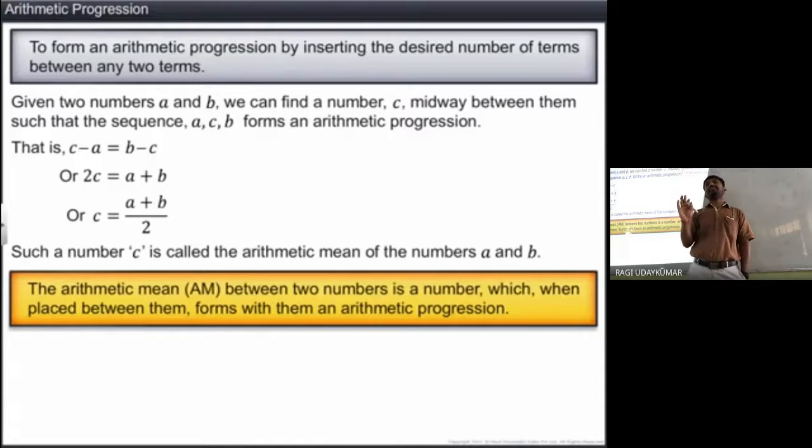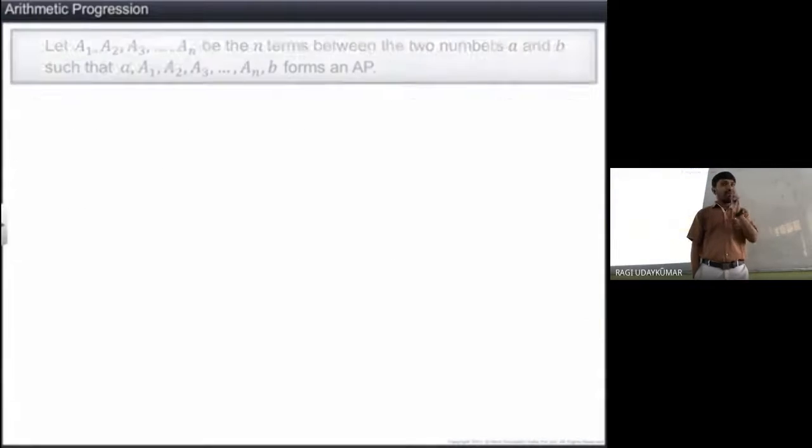If I am asking that 1 and 2021, this is year 2020. One number, 2021, is given, with a blank in the middle. Fill up the blank so that the three numbers form an arithmetic progression. So what number will you write there? 2022 by 2 is nothing but 1011. So 1, 1011, 2021 forms an arithmetic progression. You can check by finding the difference. So this is the way to find the arithmetic mean between two numbers, and here only one number is inserted.